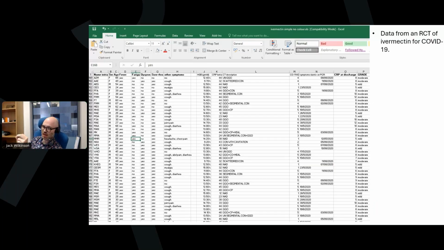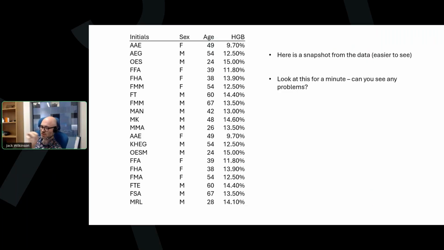What I'm going to do now is I am going to zoom in, okay? So this is a snapshot from that data set to make it a bit easier to see. And I'm just going to give you 10 seconds or so. Have a little look at this yourself, okay? And see if you can spot any problems with what I'm showing you here, okay? And I'll tell you the answer in a moment. It doesn't require any knowledge of what the variables mean, what the numbers mean. See if you can spot any problems with this, anything that looks unusual.